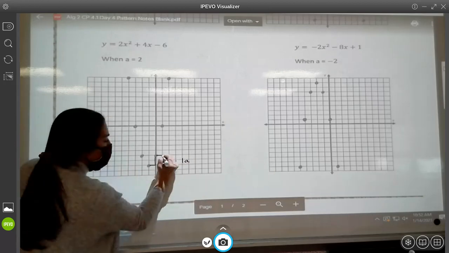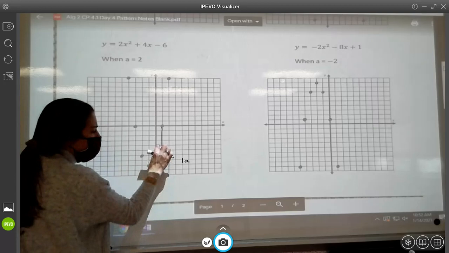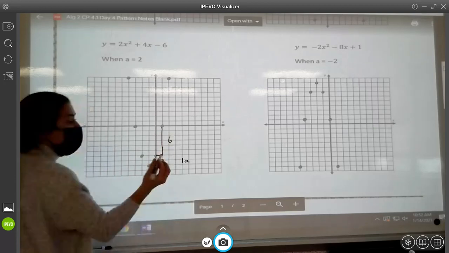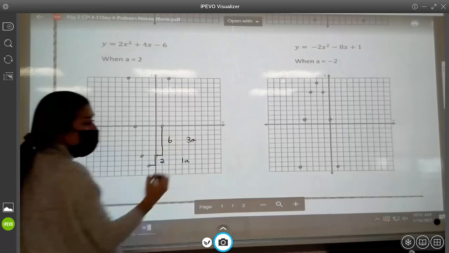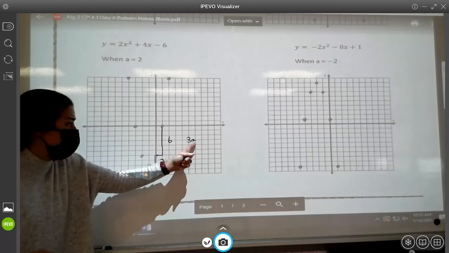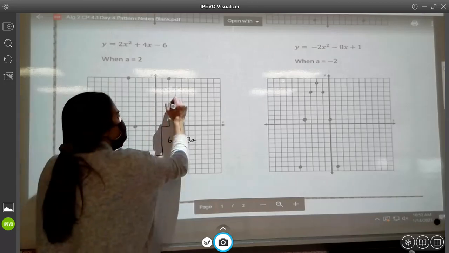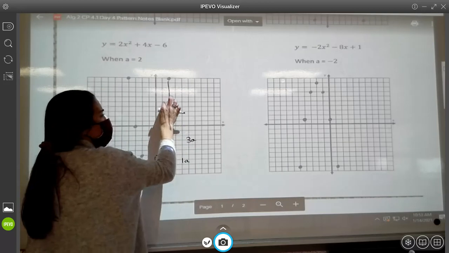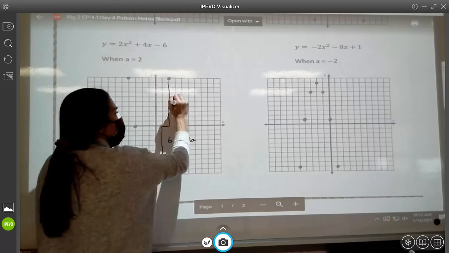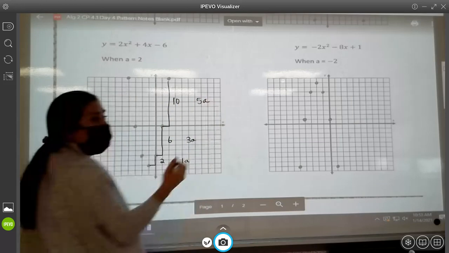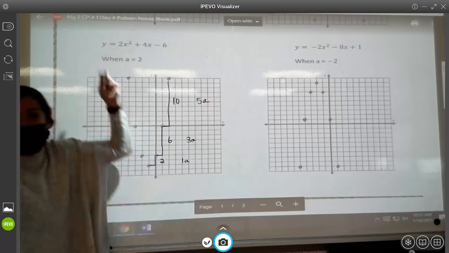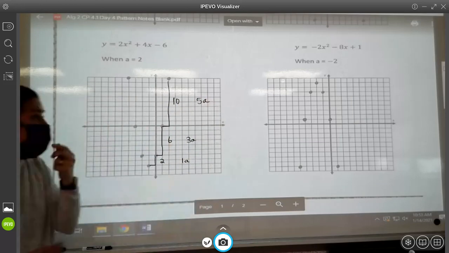I went to the right one, and now I had to go up 1, 2, 3, 4, 5, 6 jumps, because that's the 3A out of the pattern. When A is 2, 3 times 2 is 6 jumps. I went right 1 and up 1, 2, 3, 4, 5, 6, 7, 8, 9, 10 jumps because that's the 5A out of the pattern. When A is 2, 5 times 2 is 10. So it works every time.